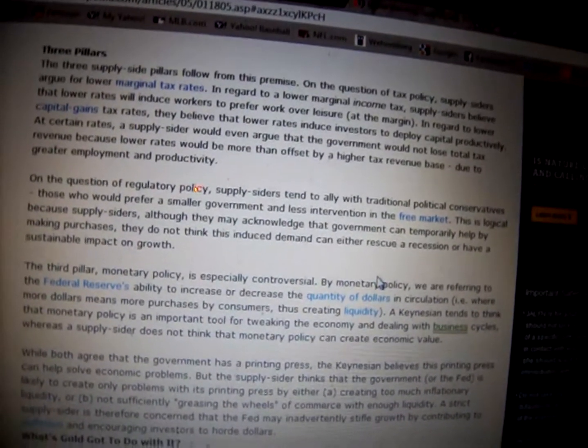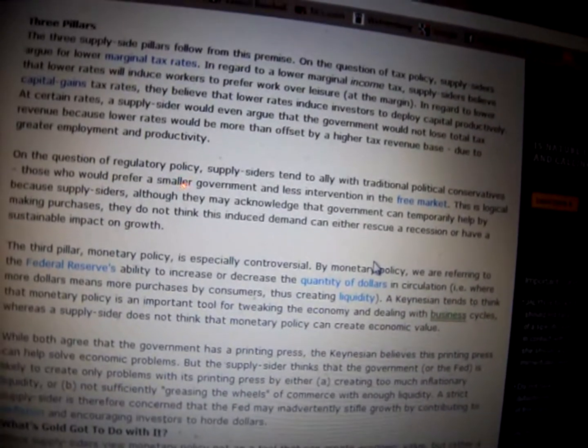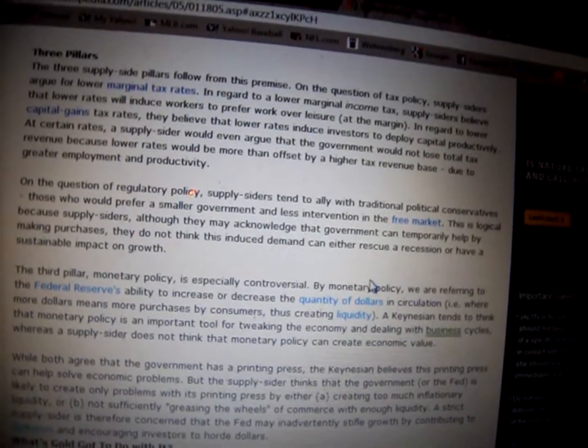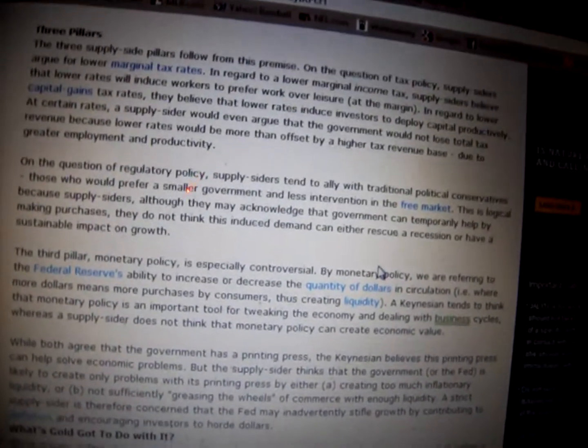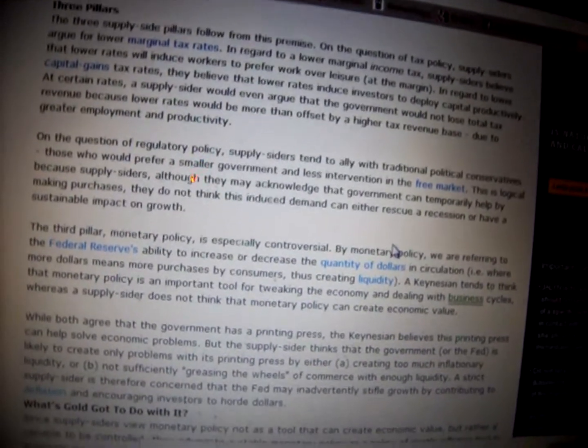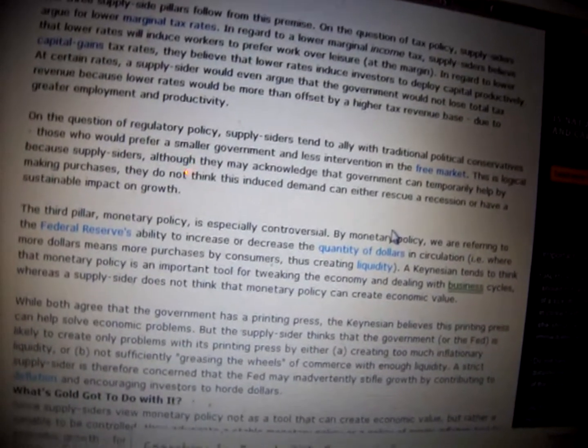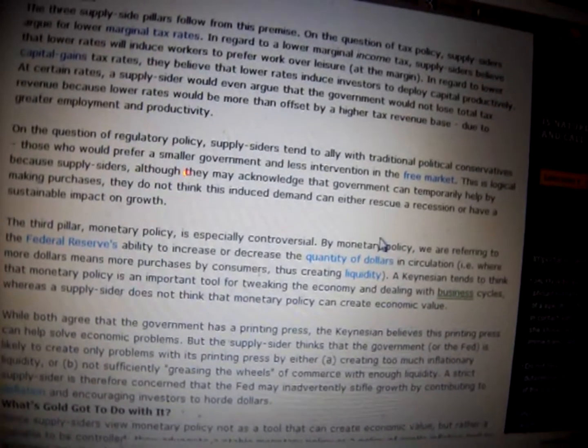The third pillar, monetary policy, is especially controversial. By monetary policy, we're referring to the Federal Reserve's ability to increase or decrease the quantity of dollars in circulation, i.e., where more dollars means more purchases by consumers, thus creating liquidity. Keynesians tend to think that monetary policy is an important tool for tweaking the economy and dealing with business cycles, whereas the supply side does not think that monetary policy can create economic value.